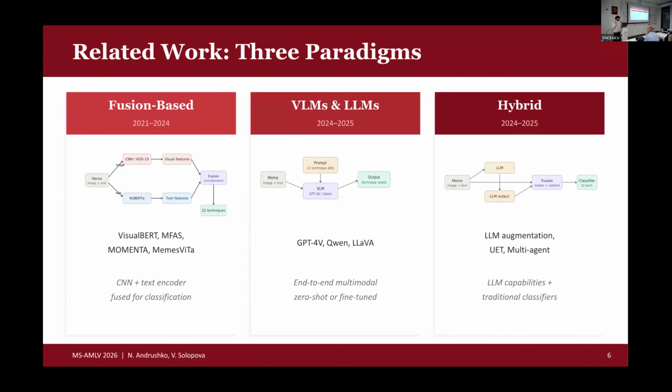Currently, I would group them into three separate groups. First one is fusion-based, which basically says we have an image encoder and a text encoder, we get embeddings from them, fuse them, pass it into a classification head, and here we are.